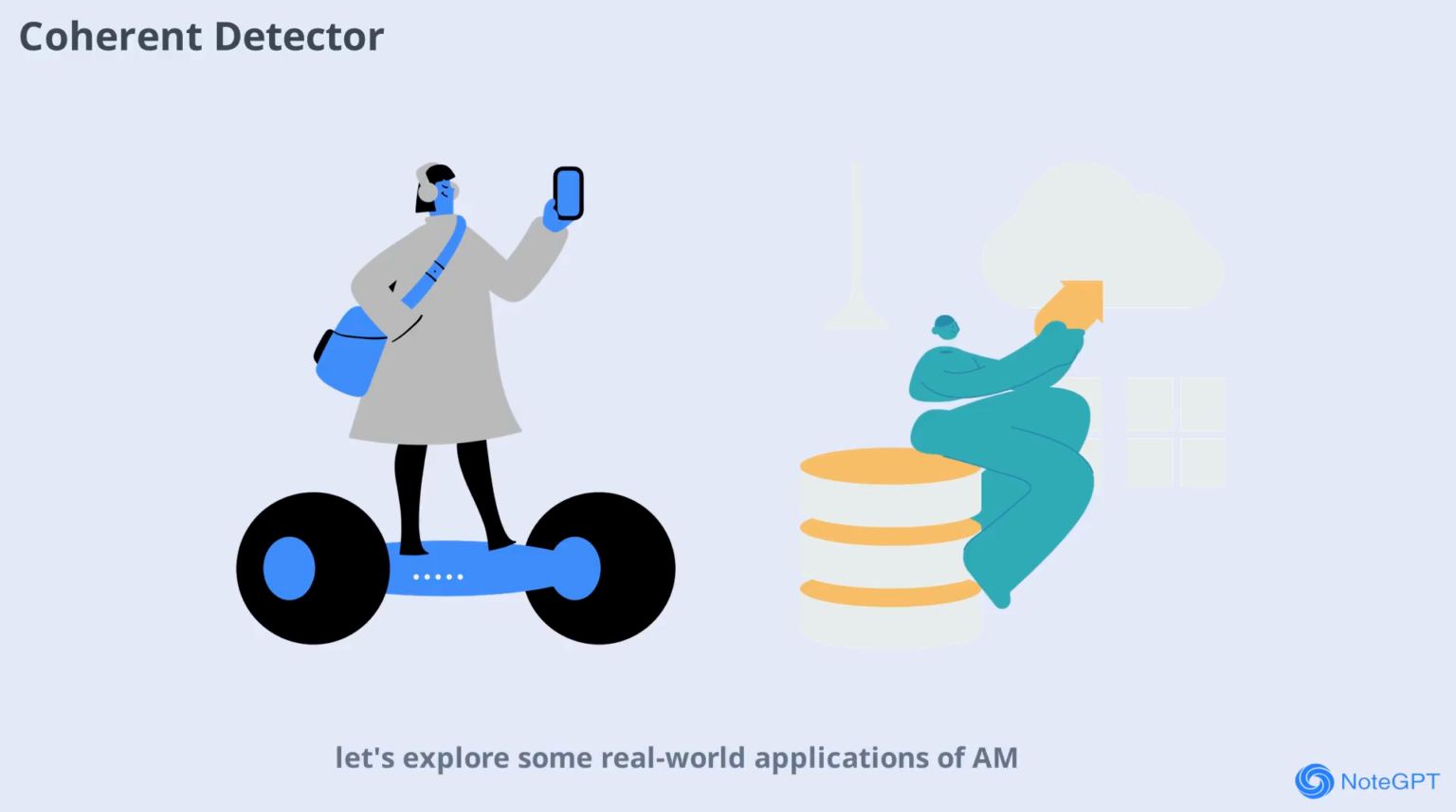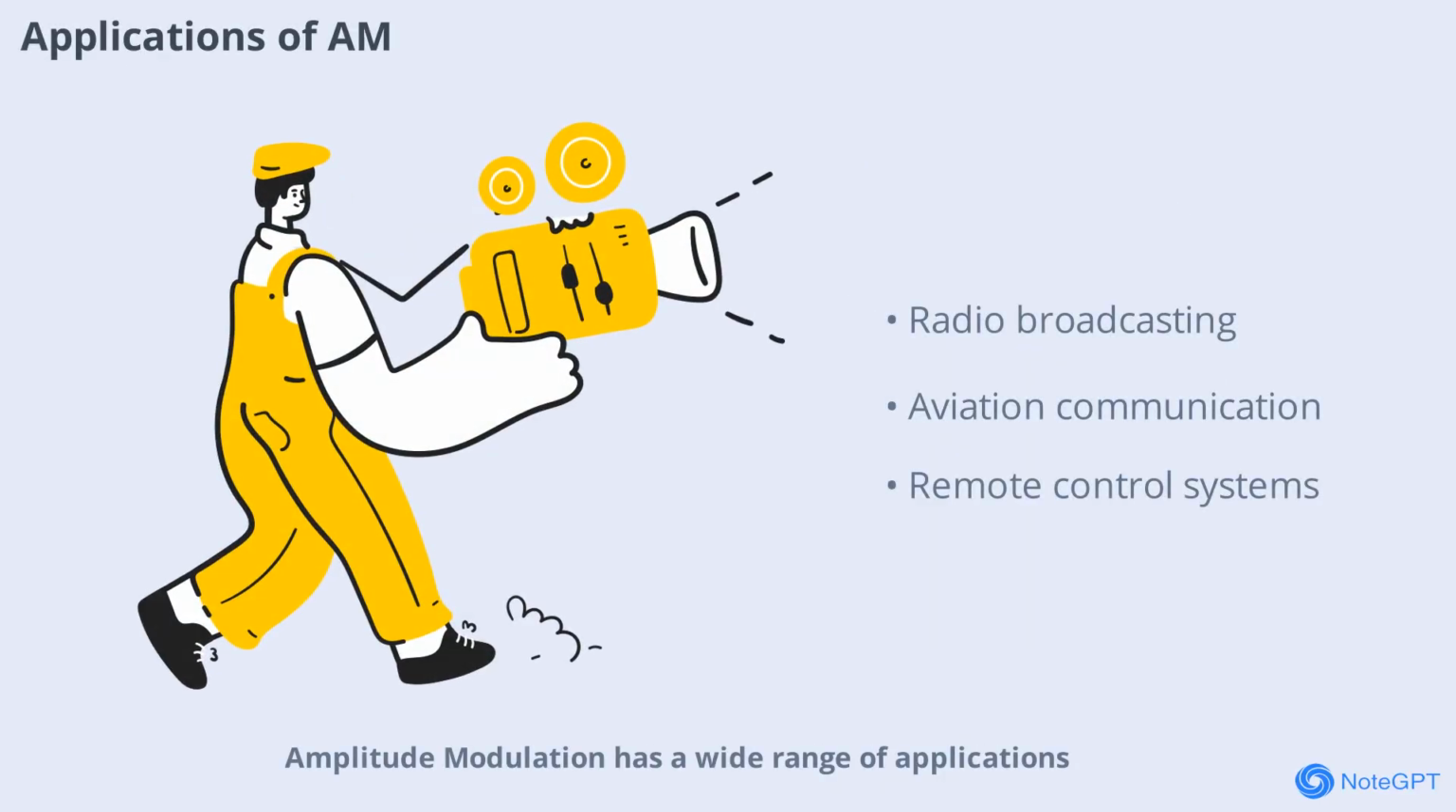Now let's explore some real-world applications of AM. Amplitude modulation has a wide range of applications, from traditional AM radio broadcasting to two-way radio communication, aviation, and even television. Its simplicity and reliability make it a popular choice for many communication systems, especially where cost and ease of implementation are important. AM is also used in some forms of data transmission and remote control systems. In the next scenes, we'll look at specific examples of how AM is used in different industries.